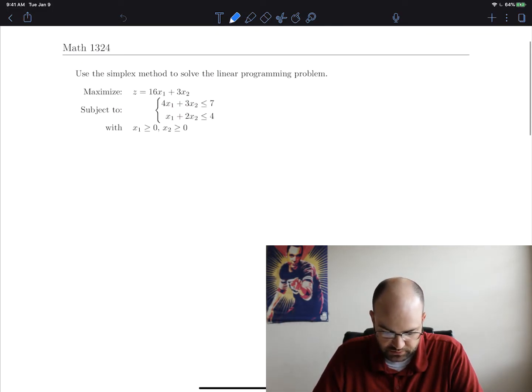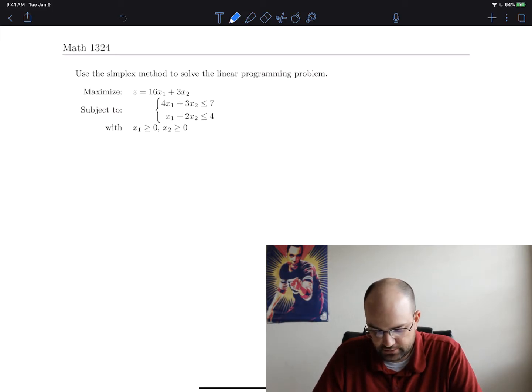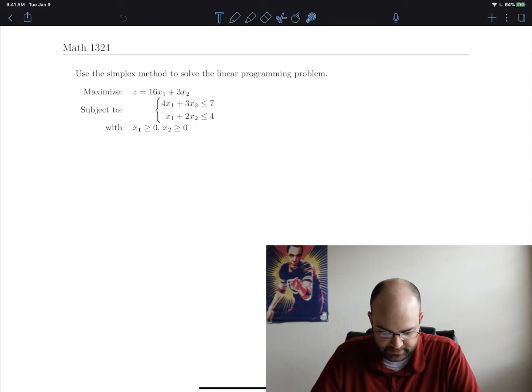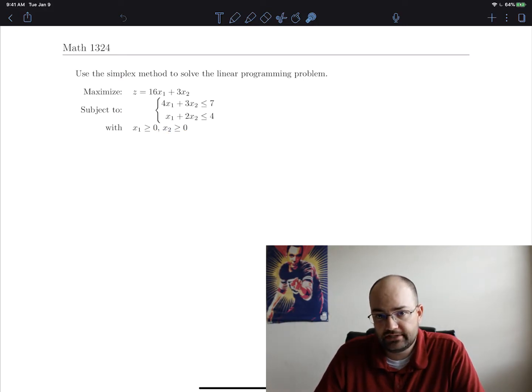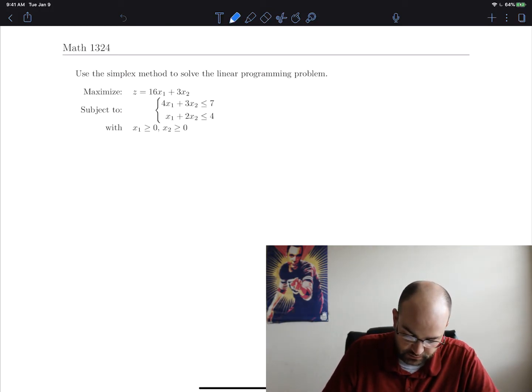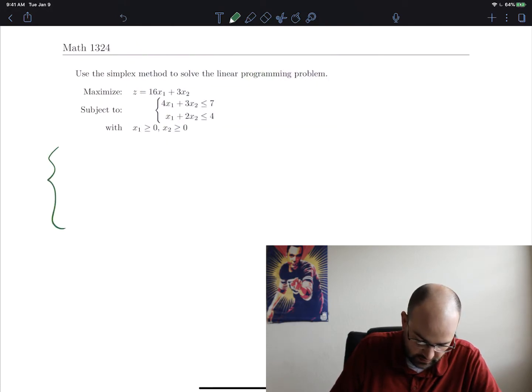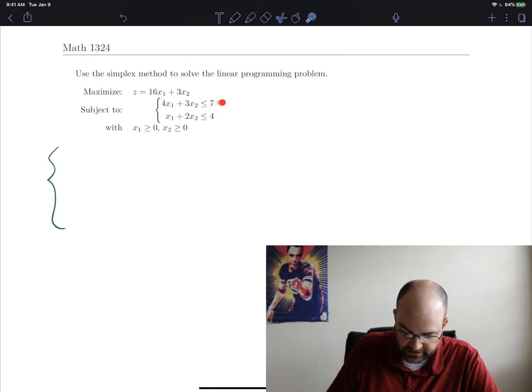In this particular question, we want to use the simplex method to solve the linear programming problem. We're going to maximize this objective subject to some constraints with, of course, x1 and x2 being greater than or equal to 0. We need to go ahead and put this into the initial simplex tableau. To do that, however, we need our system. Notice that we're going to have two different slack variables, so it'd be an S1 and an S2.